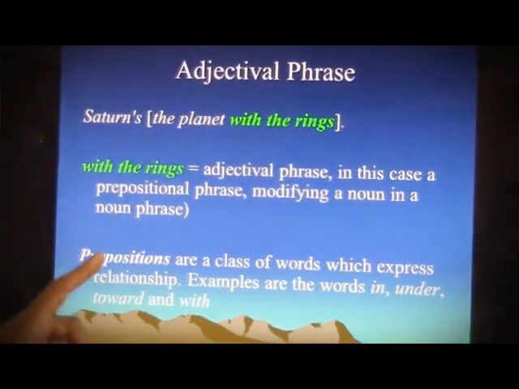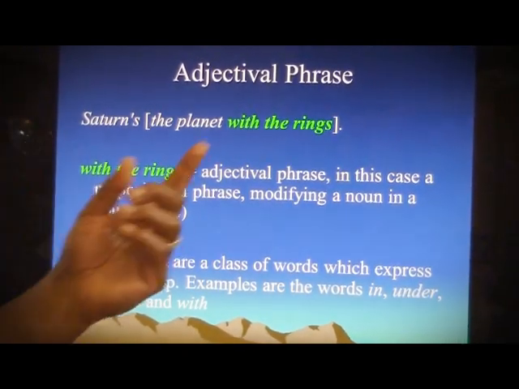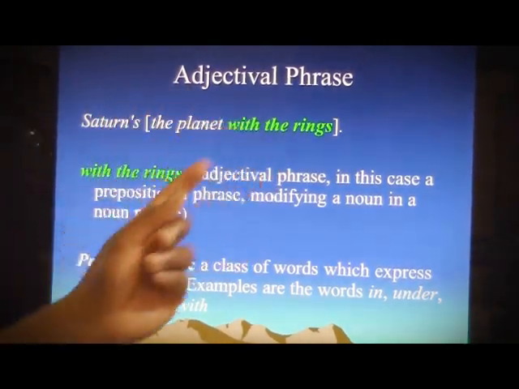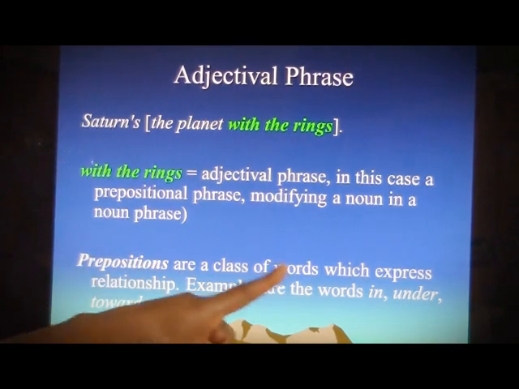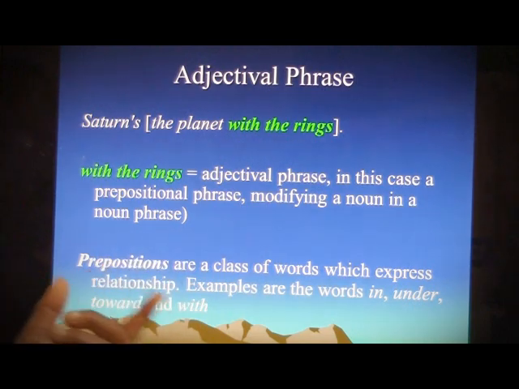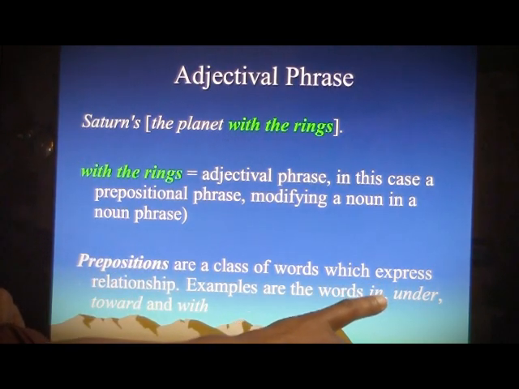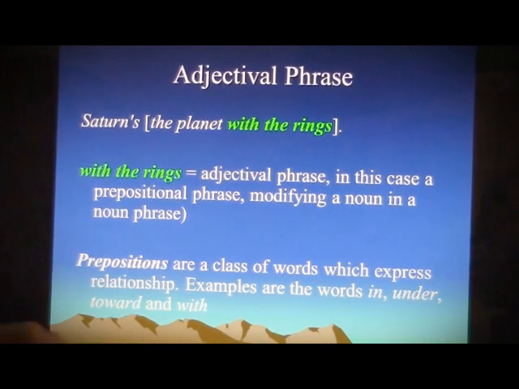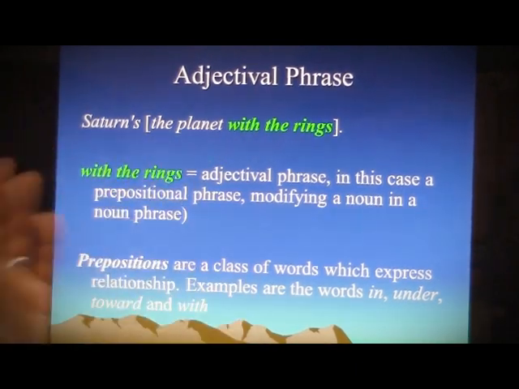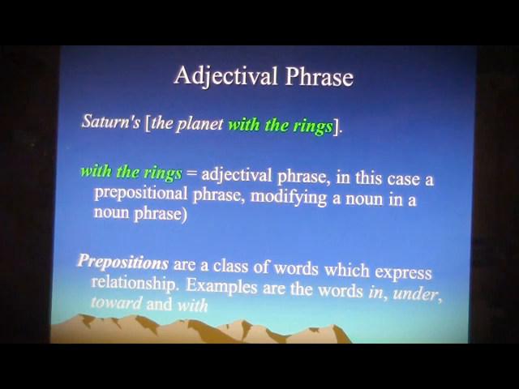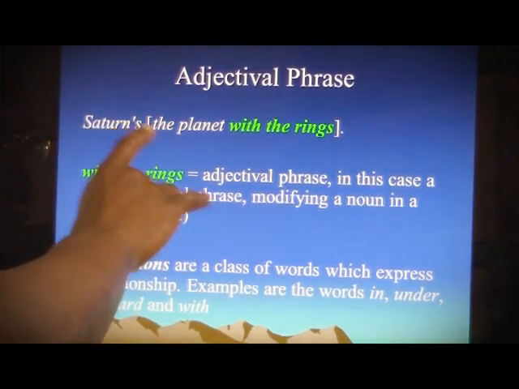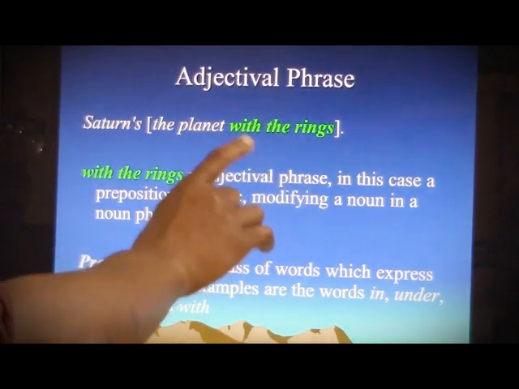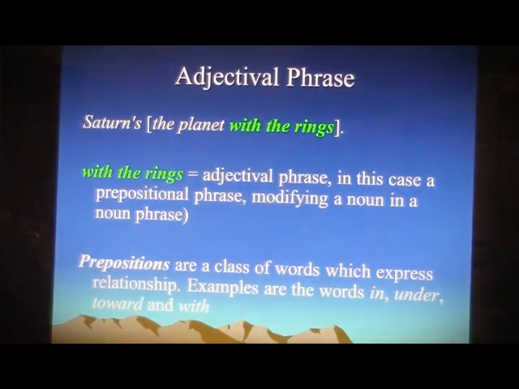And the word with is a preposition. And it's a prepositional phrase, adjectival phrase, that's modifying planet. Prepositions are a class of words which express a relationship. Examples make this easier to understand. Words like in, under, toward, with. It's where things are in relation to something else. So in this case, Saturn's the planet with the rings. With is a preposition.